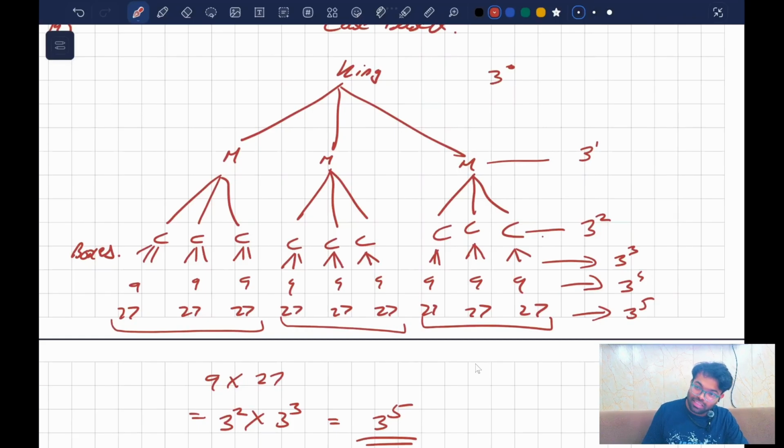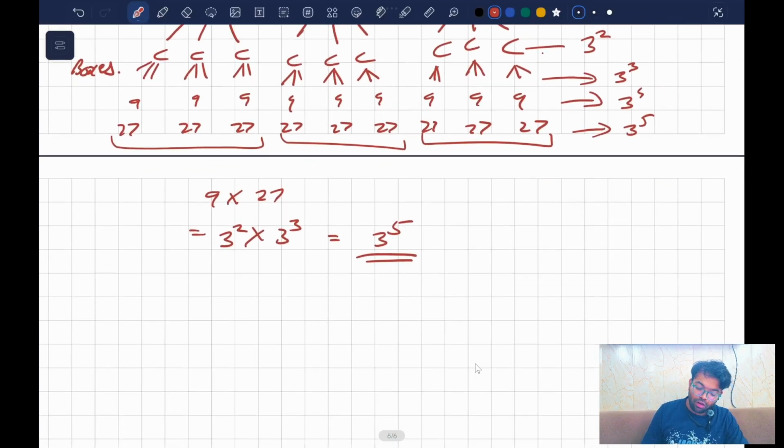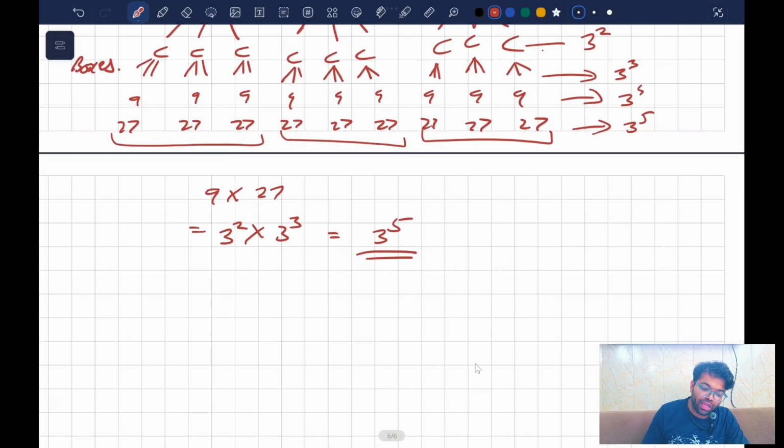3 to the power of 1, 3 to the power of 2, 3 to the power of 3, 3 to the power of 4 and 3 to the power of 5. Okay, so the total number of gold coins is how much? 3 to the power of 5 gold coins are there. Moving ahead. Express the number of gold coins each minister received in exponential form. How many gold coins is one minister getting?